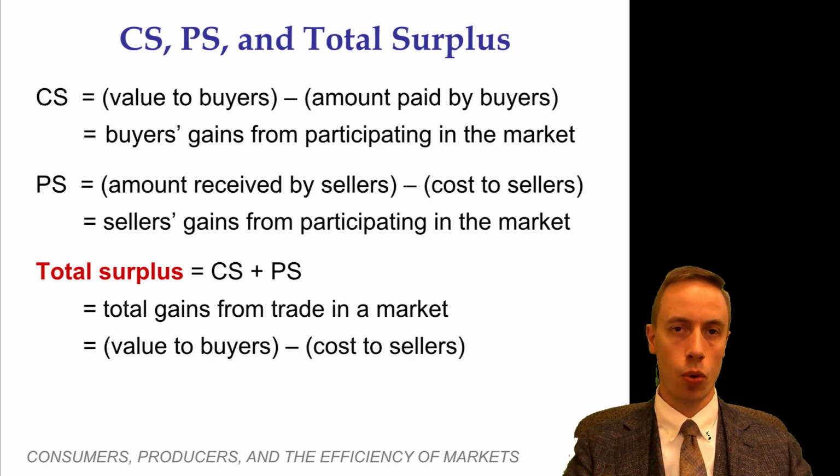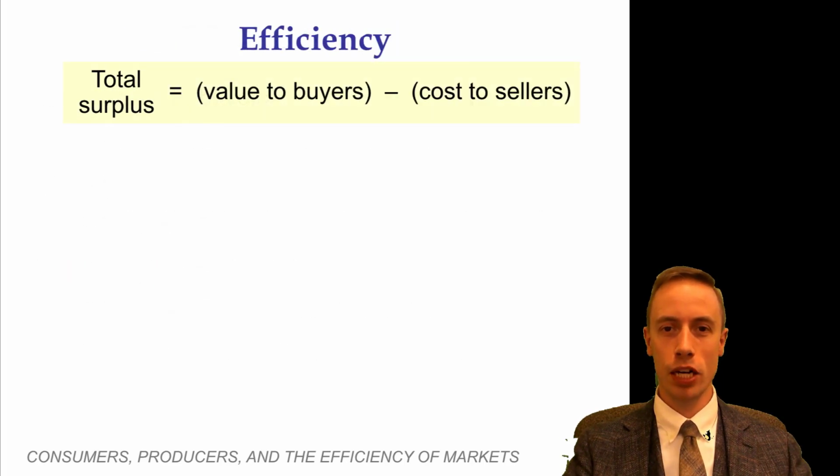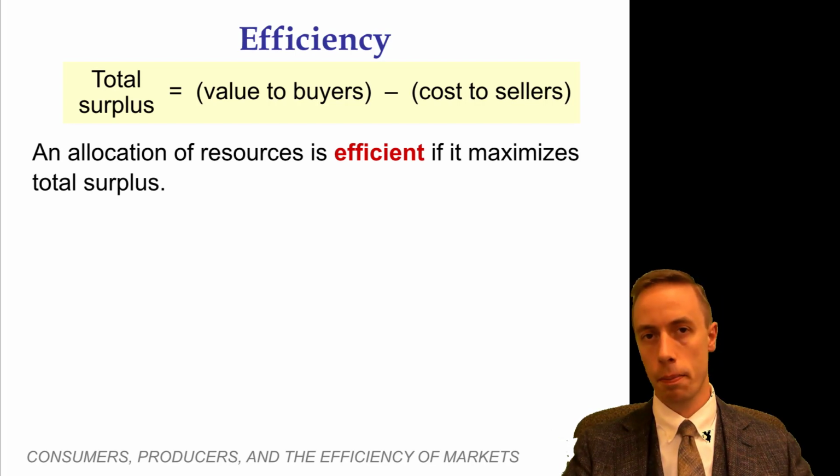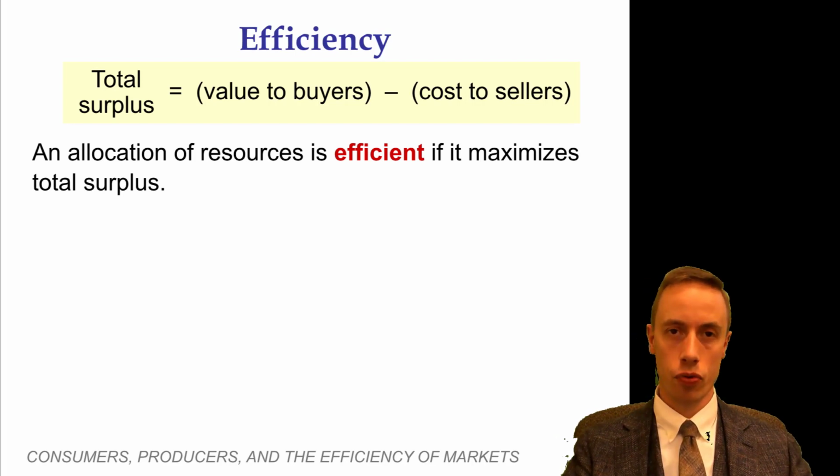This is what we call efficiency in economics, and it's a concept central to the study of economics. Economics studies the efficient allocation of resources. Efficient here means that this measure of efficiency, total surplus, is maximized. If we make total surplus the biggest it can be, we say that this allocation of resources is efficient.